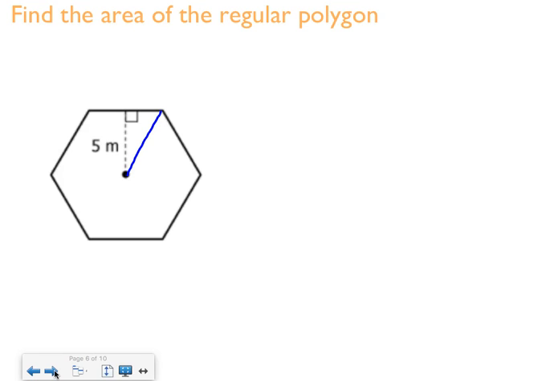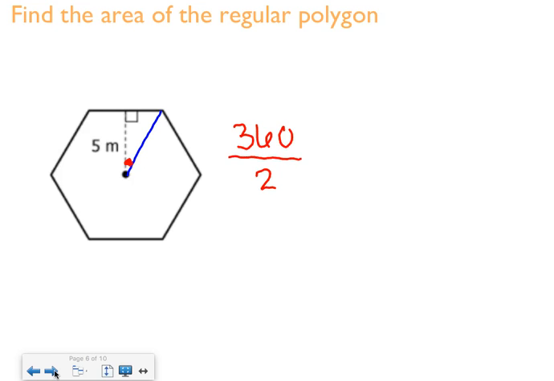So step 1 is done. What does step 2 say? What angle do we need to find? The angle created by the apothem, the center, and the radius, right? How are we going to find that angle? Divide by 6. Take that and divide by 2.